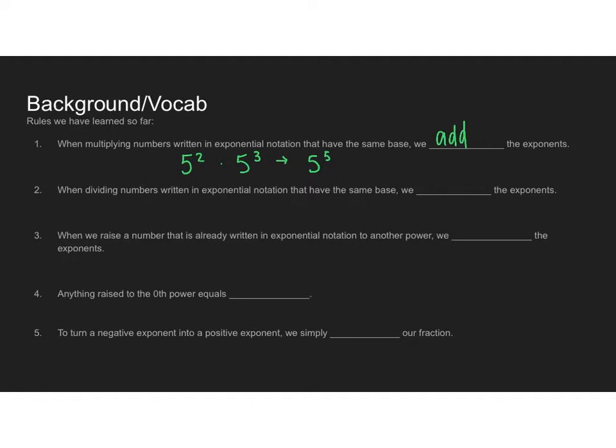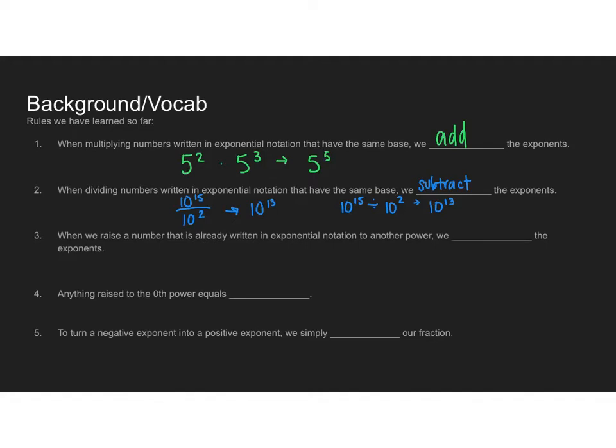Okay? When we divide numbers that are written in exponential notation and have the same base, we subtract the exponents. So maybe I have 10 to the 15th divided by 10 to the second. This would be the same as 10 to the 13th power. Okay, I can also write it out without that fraction sign with an actual division sign.